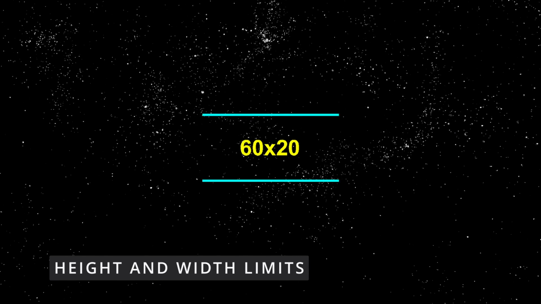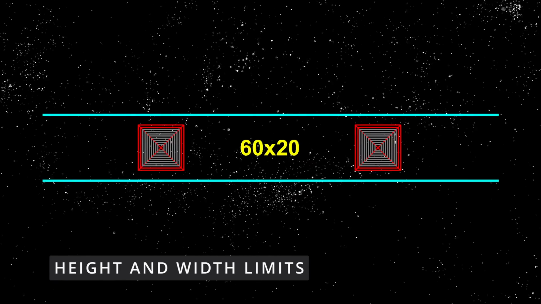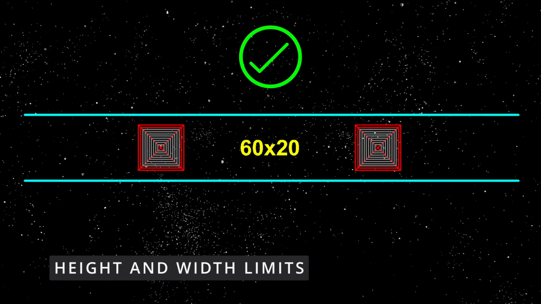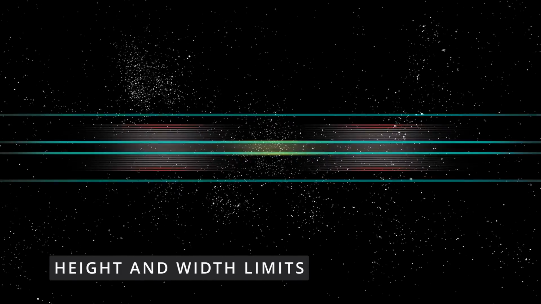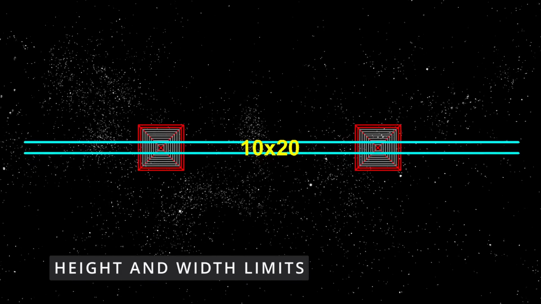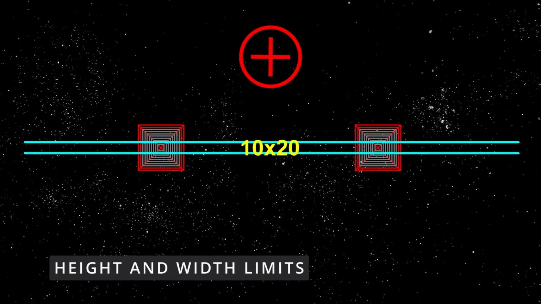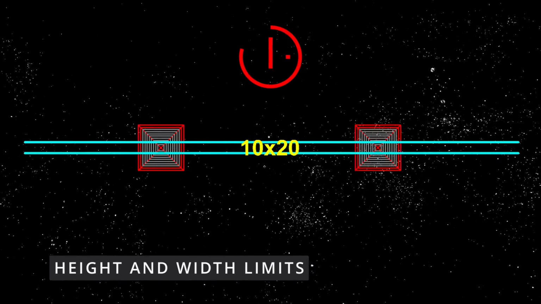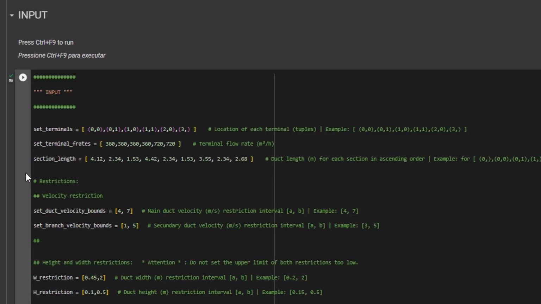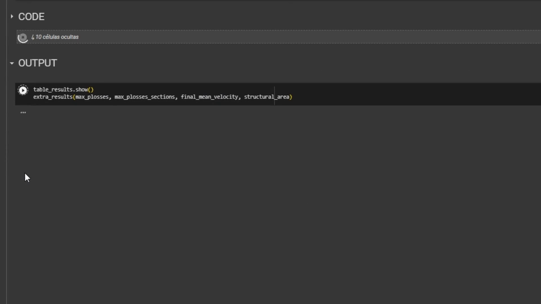The minimum height and width limits should be set based on the diffusers and other equipment that can be added to the system. It's important to avoid connecting a diffuser that's 400 millimeters wide, for example, to a duct that's only 100 millimeters wide, which would not be appropriate. Once you've filled in all the necessary parameters in the code, all that's left to do is run it.